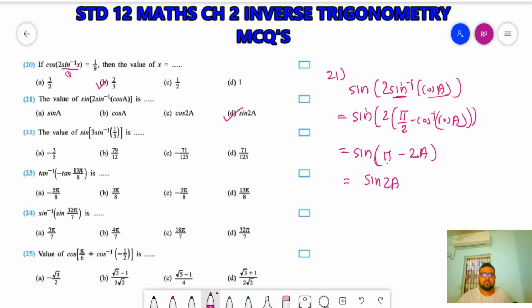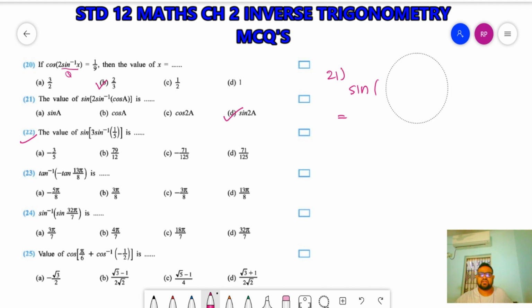Here, okay, 22nd. It is given sine 3 sine inverse 1 by 5. So if I take this as theta, what is sine 3 theta? 3 sine theta minus 4 sine cube theta, right? And what is our theta here? Sine inverse 1 by 5. So instead of theta, I will use sine inverse 1 by 5.